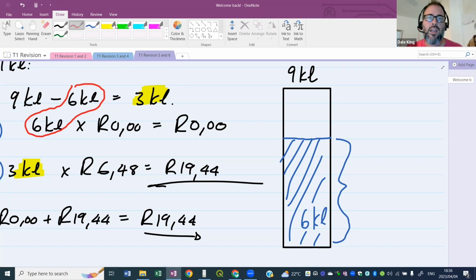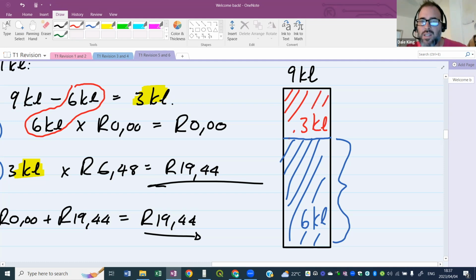They don't charge you for that. The other water is not free. You're going to have to pay for that. How much is that? Well, that must be 3 kiloliters, because the 6 plus the 3 must make 9. So this bit here, which is left over after you take away your free water of 6 kiloliters, this little bit that's left over, the 3 kiloliters, must be charged. And it's charged per kiloliter. So every kiloliter in there is charged at 6 rand 48 per kiloliter. That's the only part of this water that we really need to pay for. The first 6 kiloliters of this water is free. Everyone has that.